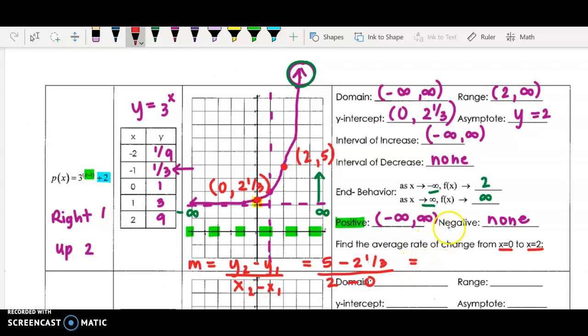So 5 minus 2 is 3, and then minus another 1/3 is 2 2/3. And then 2 minus 0 is 2. Well, we can't write our slope as a fraction over a fraction. You can easily type this into your calculator. Just do 2 2/3 divided by 2. Or you can change the numerator to an improper fraction, and then change your denominator to a fraction 1/2, and simplify it that way.